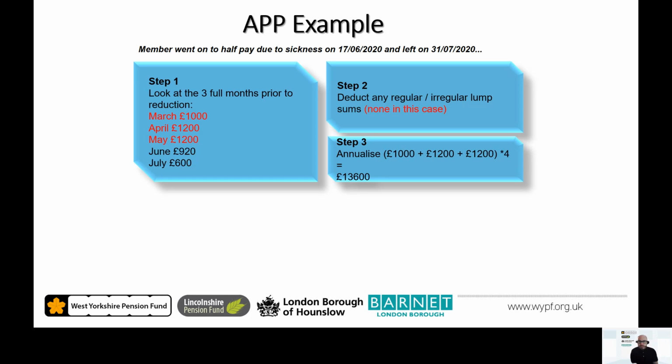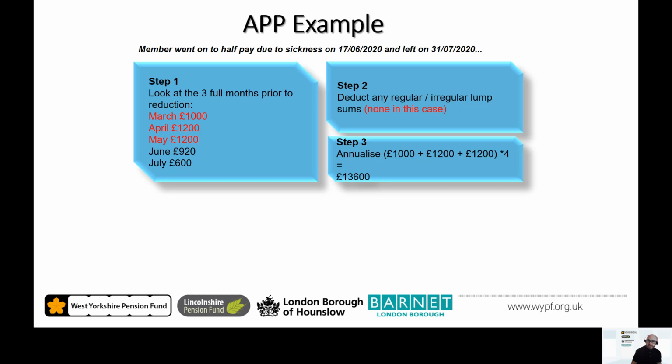Step 3, you would annualize the amount. So that's adding the 3 figures together from April, March, and May, and then times that by 4 to give us the annual amount of £13,600 for the APP figure.